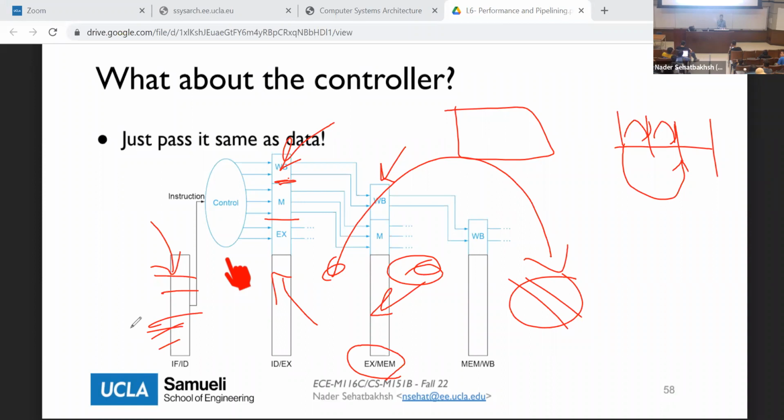So the question is, everything, your controller and your data in your data path, moves on to the next cycle every clock cycle, regardless of whether we're going to use that stage or not. Things just move on. Yes.